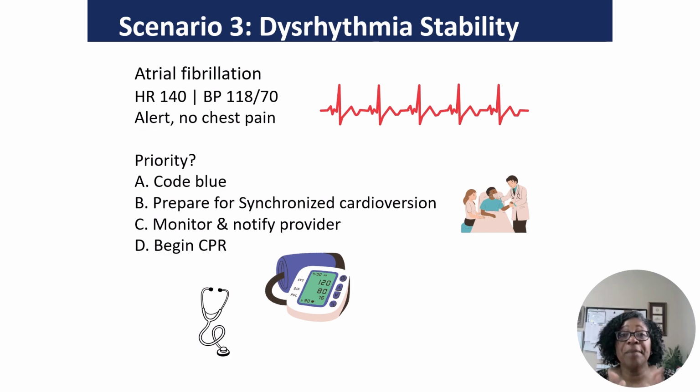All right. So you have a patient on telemetry. They develop atrial fibrillation. Their heart rate is 140. Their blood pressure is 118 over 70. They're alert. No chest pain. Okay. So what's the priority? Do you call the code blue? Do you prepare for synchronized cardioversion? Do you monitor and notify the provider? Or do you begin CPR? Think about it.